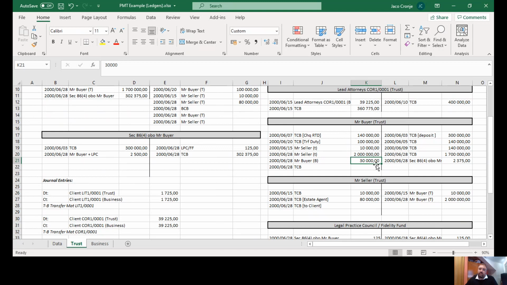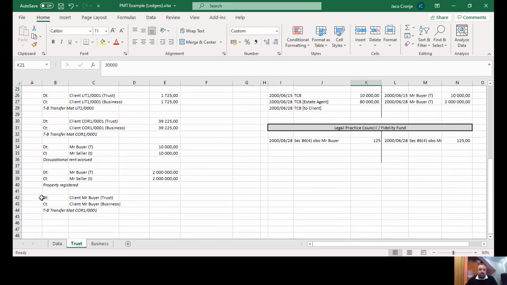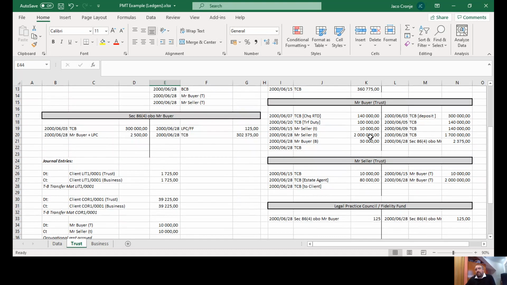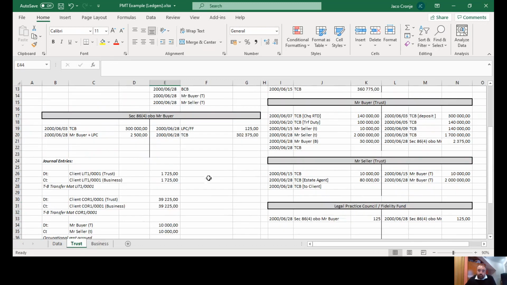Okay. Remember, this is a journal entry because it's a journal between his trust ledger and his business ledger. So we've got to do that where we say debit Mr. Buyer trust 30,000 and we credited Mr. Buyer's business. So that's step one, as we say you no longer have that money in trust, and in business you now no longer owe us this money. We raised the fee and you paid it from your trust funds.